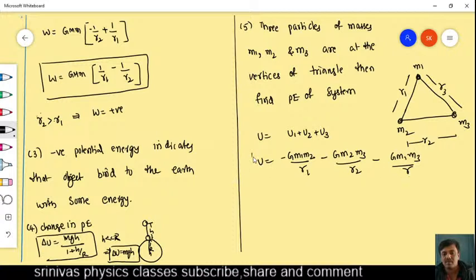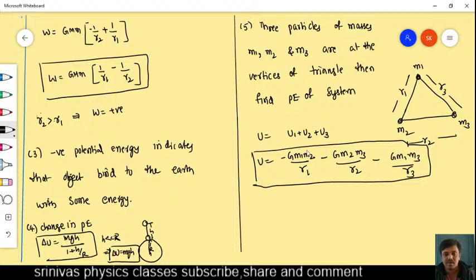This is the formula for the potential energy now, right? Is there any doubt, students? Is it clear? This is the potential energy for the two particles. We derived the potential energy for two particles. For these two particles, minus Gm1m2 by r1. For these two, minus Gm2m3 by r2. For these two, minus Gm1m3 by r3. This is the formula for the potential energy.